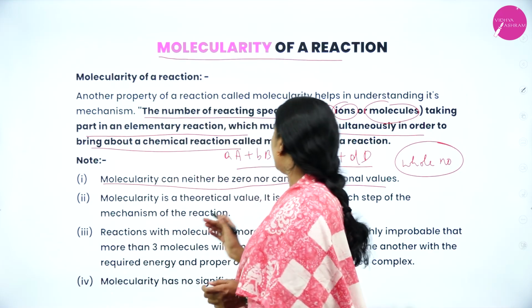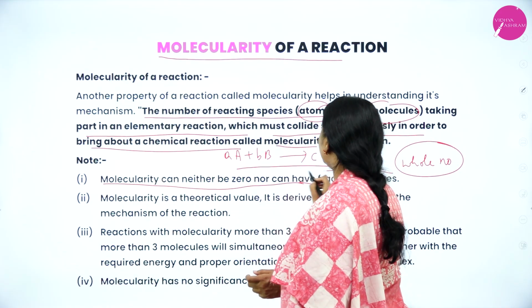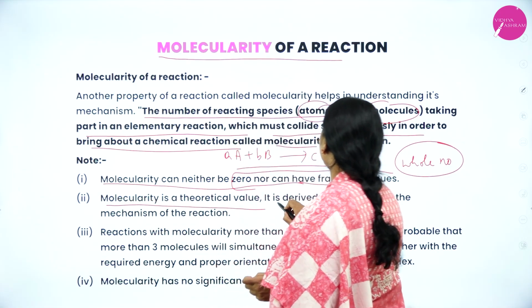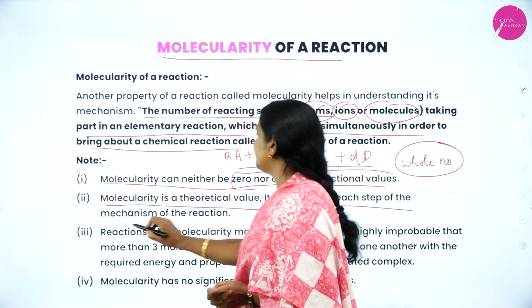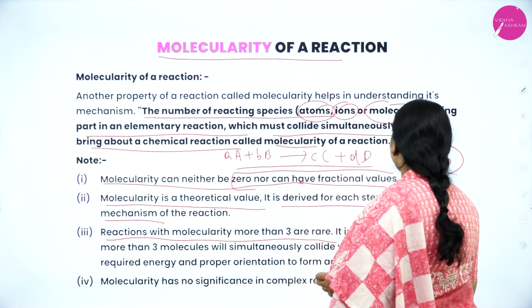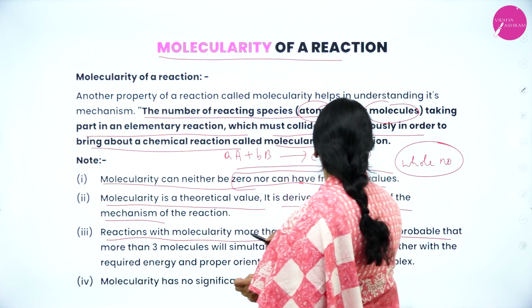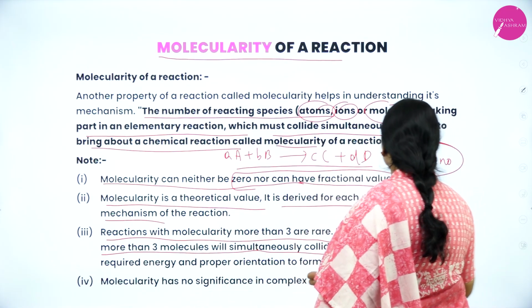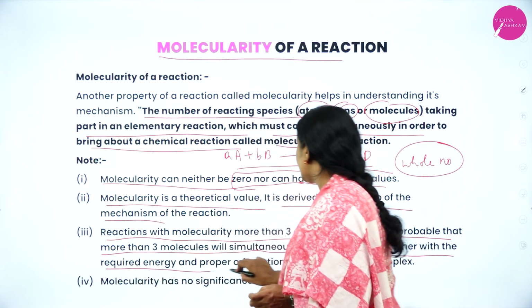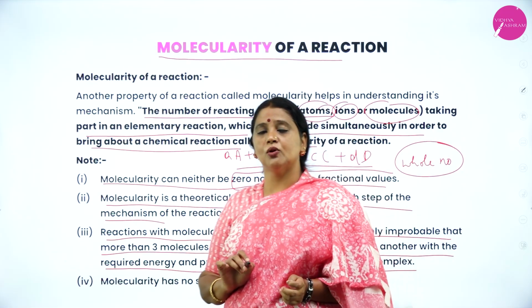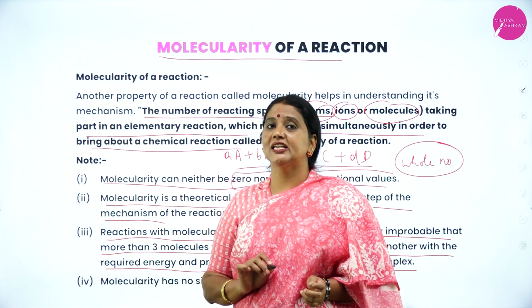It cannot be zero as well as what? Which values does it not have? Fractional values. Molecularity is a theoretical value. It is derived for each step of the mechanism. Reactions with molecularity more than 3 are very rare. It is highly improbable that more than 3 molecules will simultaneously collide with one another with the required energy and proper orientation to form the activated complex. Reactions with molecularity more than 3 are very rare.